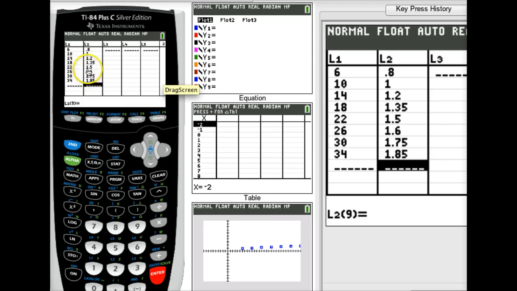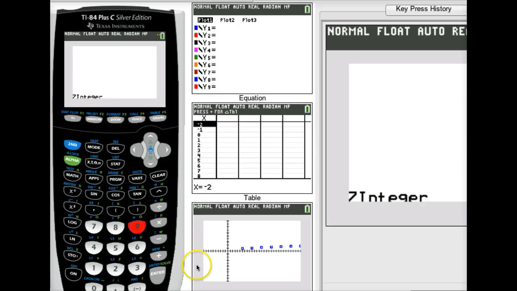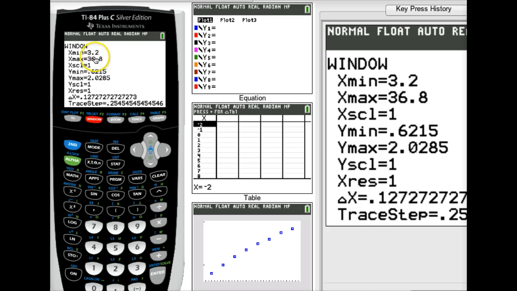Once you have the data in there, in order to get a good screen for the scatter plot, we go to zoom and then we choose choice 9, ZoomStat, because stat is where we went. Now, when you do ZoomStat, it gives you an idea of a window to use. Usually we will have to manually adjust it because we want to be able to see our axes. So this goes from x equals 3.2 to 36.8.